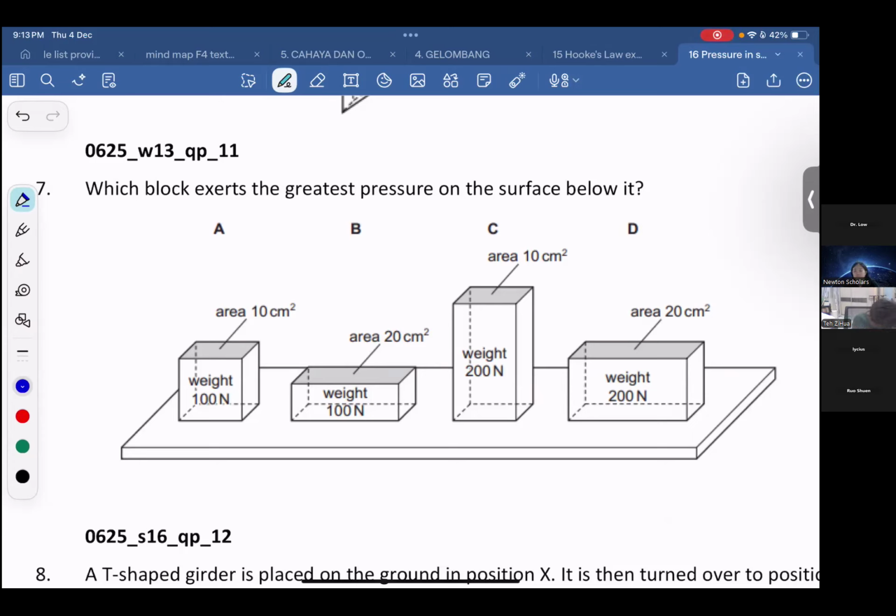Angeline, correct. Okay, how about the others? Question 7. Which block will exert the greatest pressure? Correct, Crystal, correct. Greatest pressure, that means we have two things to think about. P equals F over A. If you want greater pressure, one, your force should be higher. Number two, your area should be smaller. Higher force, C or D. Then smaller area, so the answer is C.